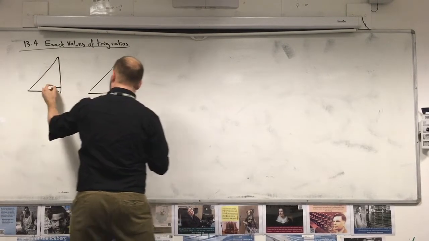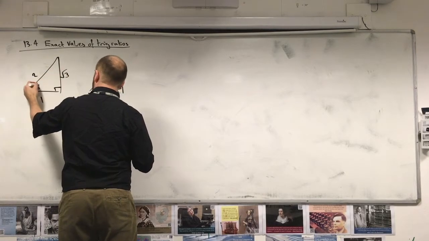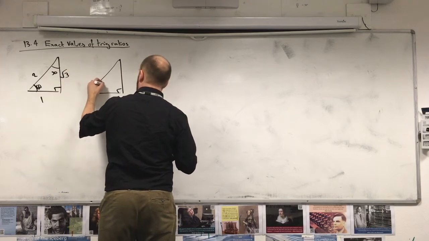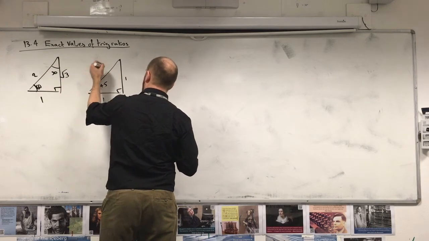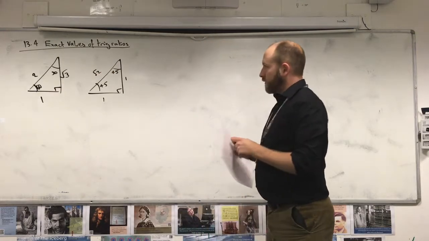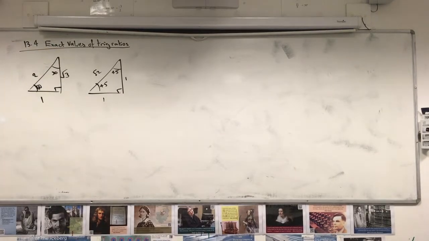Both right angled: 1, 2, root 3, 60, and 30, and 45, 1, 1, root 2, 45. And what these are good for is they'll tell you the exact values of sine, cos and tan of 30, 60 and 45 degrees, and using those values we can find any other values that we want.